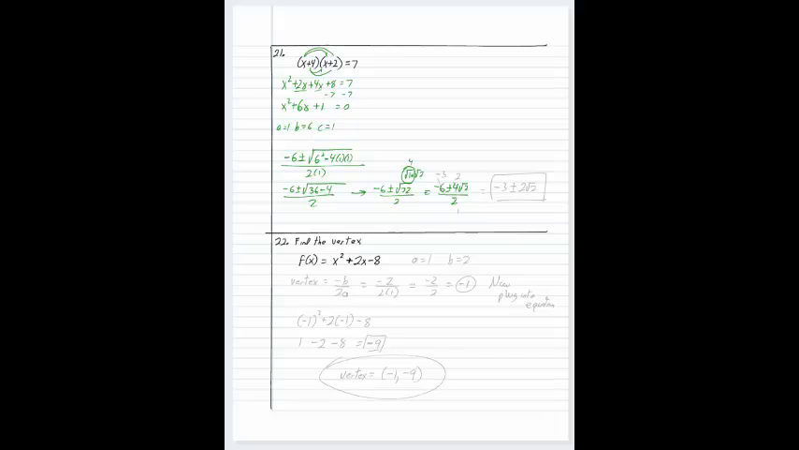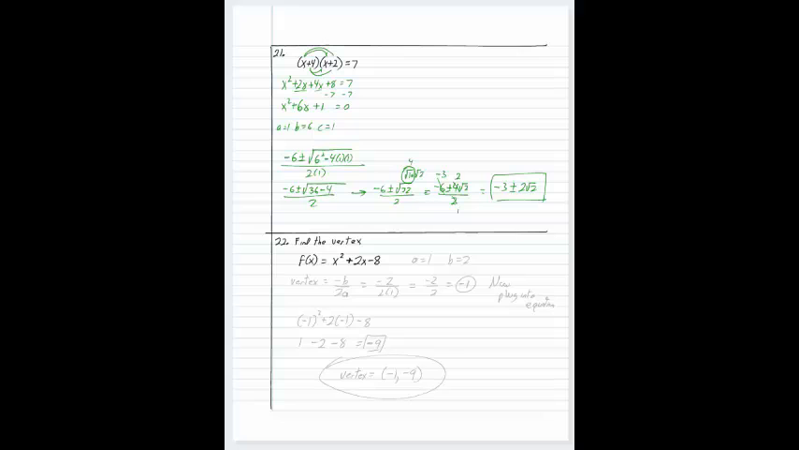And notice 6, 4, and 2 are all even. So we can divide each of those numbers by 2. And what we get is negative 3 plus or minus 2 square root 2. That's our answer.